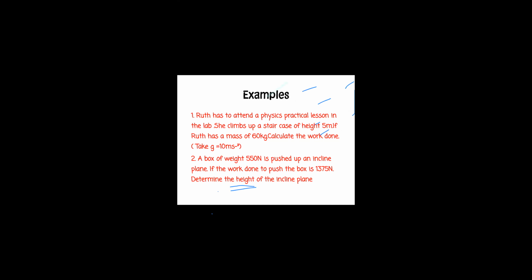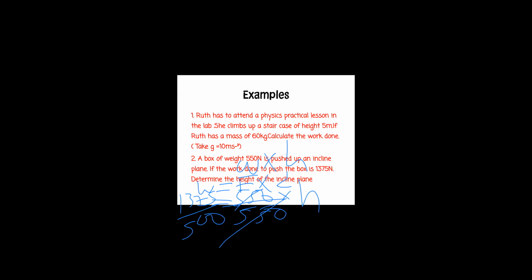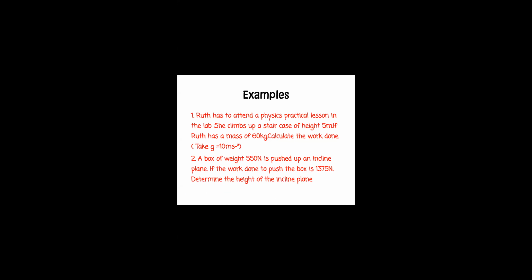So what you have to do is just to quote the formula. The formula says that our work done is equal to force times distance, or is equal to weight times the height, because weight is a force. So we'll be having our force, 550, times the height that we don't know, which is h. Then the work done is 1375 joules. So if you divide through by 550 on both sides, you'll be getting your h as 2.5 meters, the height as 2.5 meters. So that is briefly what we have gone through, and I've tried to summarize that.